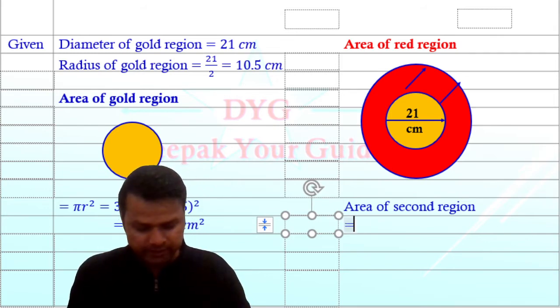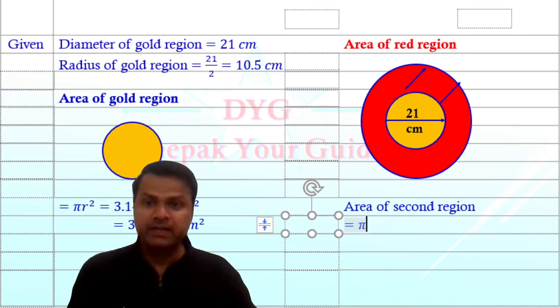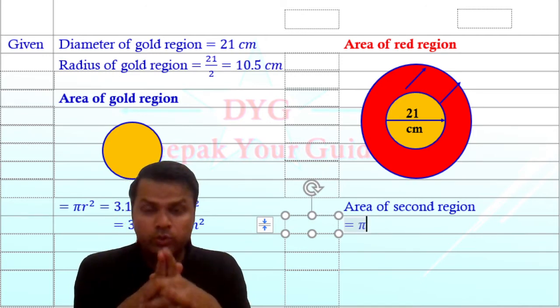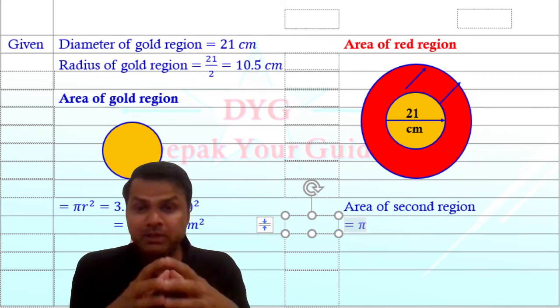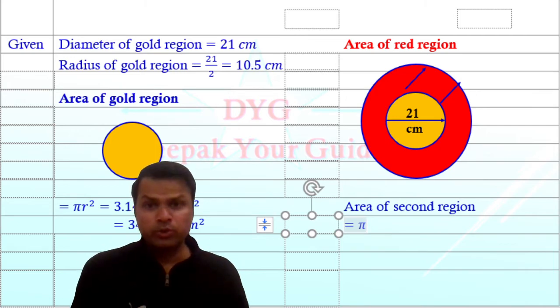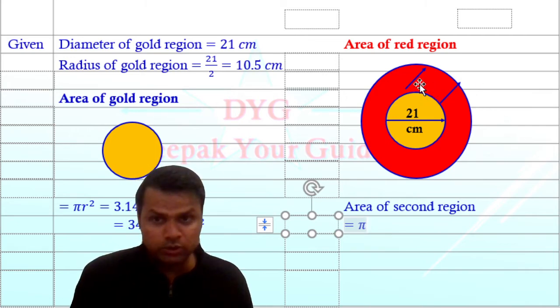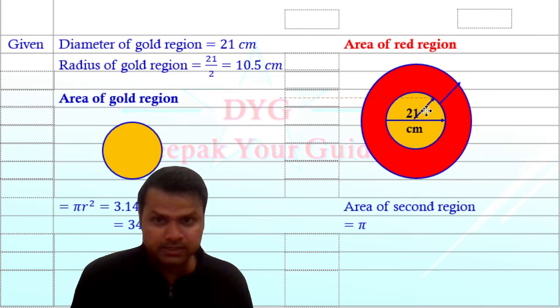So let's see how we'll calculate the area of this bigger circle. The formula is the same, which is pi r square. Now the question is, what will be the radius? Think about it. If you want, you can pause the video here and check what the radius will be. Now to understand the radius, let's look at the figure. In this figure, we know that this radius is 10.5, right? For the gold region, this is 10.5.